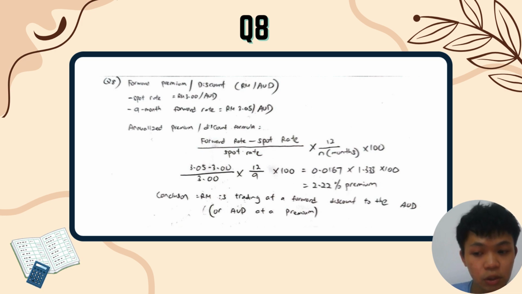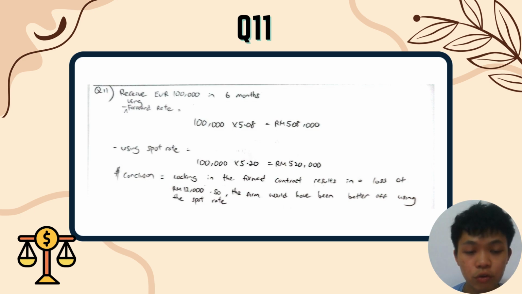So we will use the formula to calculate. It's the forward rate minus the spot rate, divided by the spot rate, multiplied by 12 divided by the number of months in the forward contract, multiplied by 100. So we will get the answer of 2.22%. Since the result is positive, this means the AUD is trading at a forward premium, or in other words, the RM is at a discount relative to the AUD in the forward market.